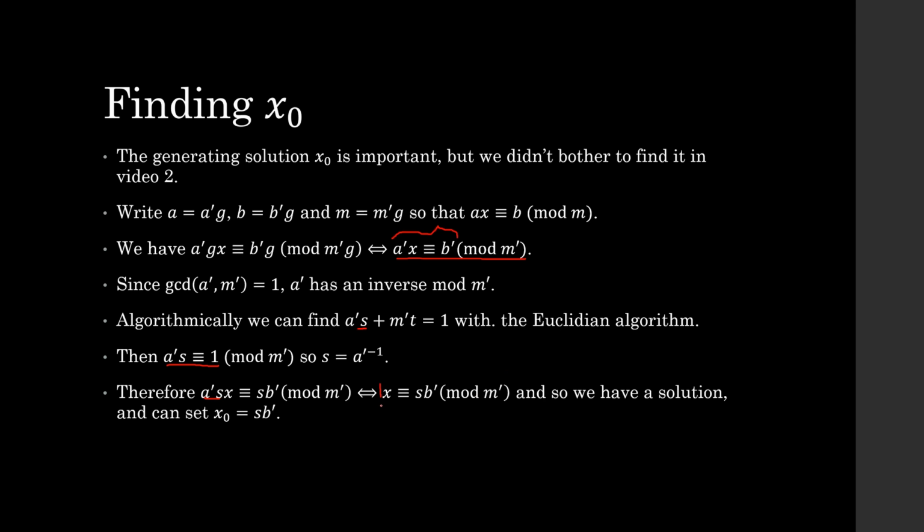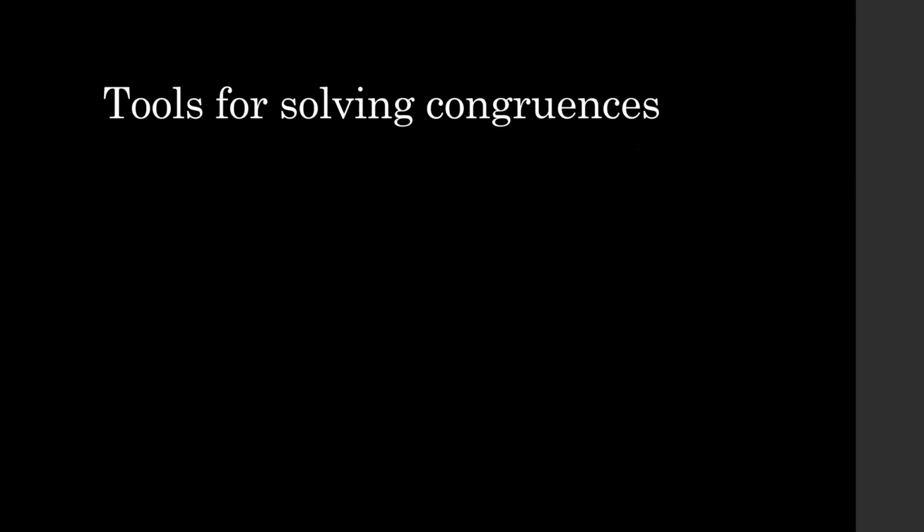Because this explicitly only gives us a solution of x for when we work in mod m prime. But since m is equal to m prime times g, it's also going to work mod m. Okay? Just to make that clear. Okay, so next, let's look at some tools for solving congruences. Well, we'll actually look at them later. I was kind of just reading off the title here.